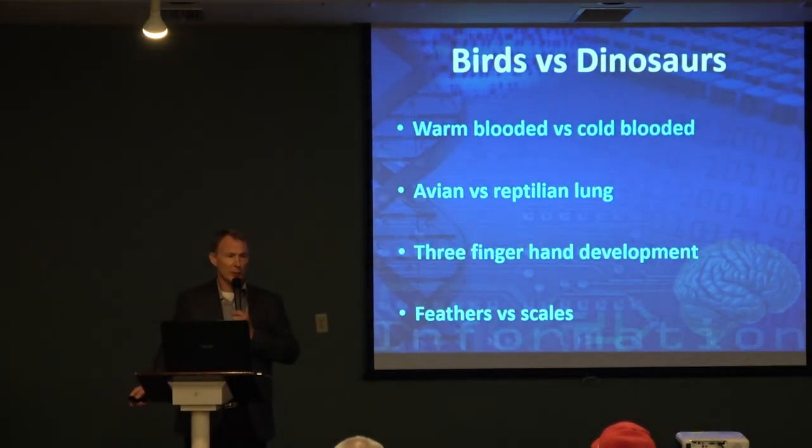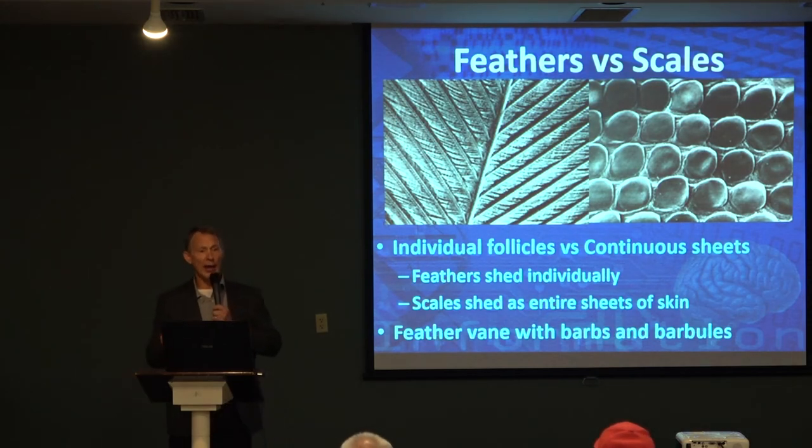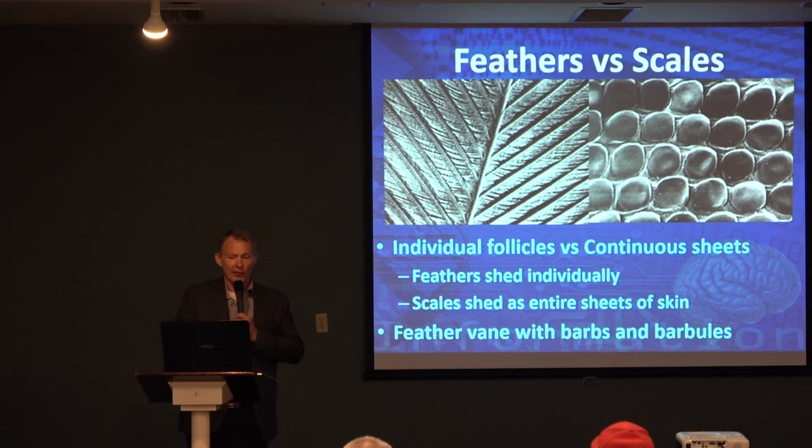And finally, the difference between birds and dinosaurs is feathers versus scales. Now, feathers grow and are shed individually. You've all picked up a feather that's laying on the ground. Scales are formed and are shed in sheets. Major difference between those two. Feathers are also very complex structures compared to just one sheet of a scale.